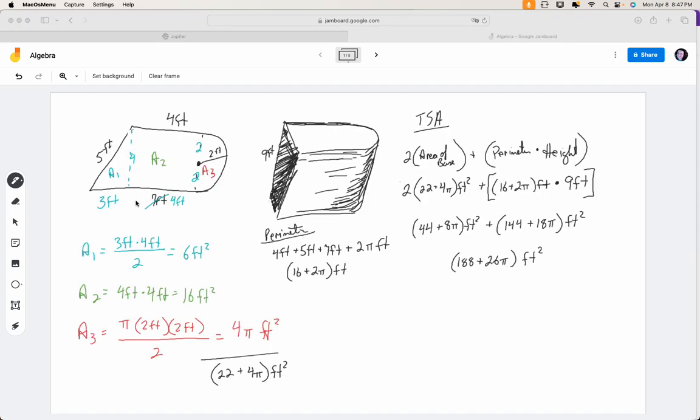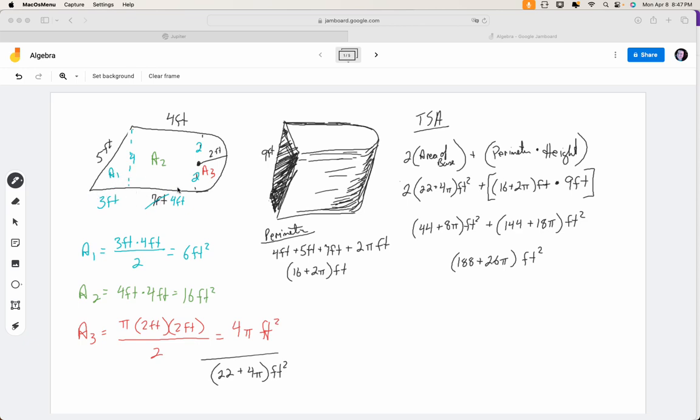All right, in this problem, we've got to find the total surface area of the right solid. And it gives us the base, and then it gives us an illustration of the height, which is 9 feet. So in this space, I'm going to break it up into 3 shapes that I can calculate. So I drew a little line here for the blue calculation. That's area 1. It's a triangle.